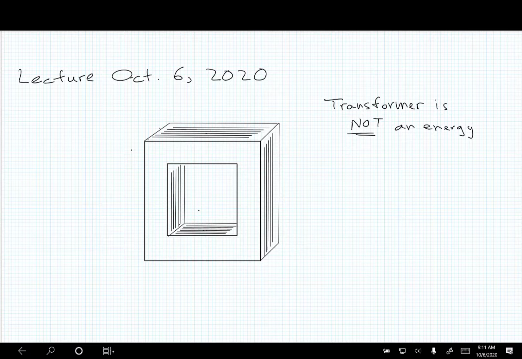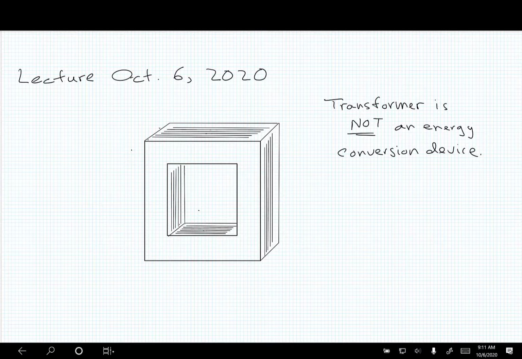Electromechanical energy conversion. So it's not an energy conversion device. But it's a very useful part of any energy conversion system. It's an extremely important thing, and this is the one class where you really learn about transformers, I believe.